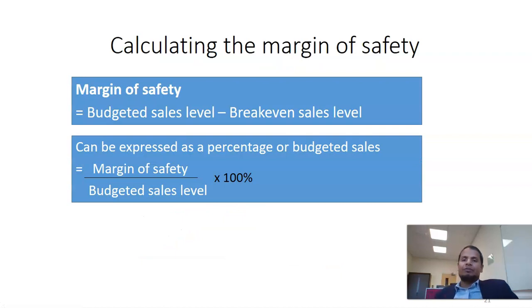So how can we calculate margin of safety? As already mentioned before, the budgeted sales or actual sales minus break-even sales level, or the budgeted sales units minus break-even sales units. Or if you want to calculate it in terms of percentage, the margin of safety that you have calculated here is divided by budgeted sales units and multiplied by 100 to express it as a percentage.